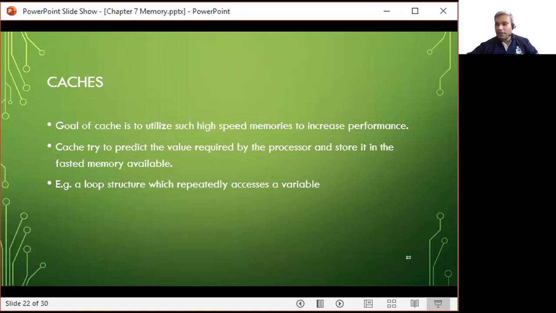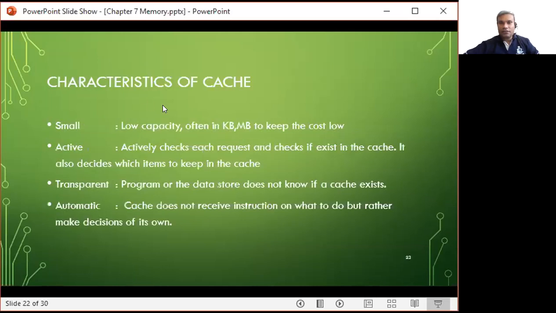For example, if you have a loop structure like for I equals 1 to something, the variable I will be frequently accessed. If that value needs to be retrieved from the hard disk, it's going to take a long time. If it's in the RAM, again, it might take a certain amount of time. But if it's in the level 1 cache, it's very close to the processor and can have a very high access speed. So every time it calls for the variable I, immediately it can give you the value. That's the idea of the cache.